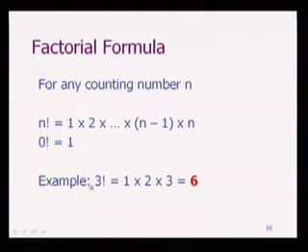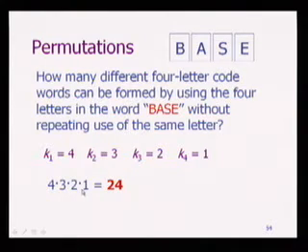So what is 3 factorial? 3 factorial is 1 times 2 times 3. That is 6. That's why I said this is 4 factorial, because it is 1 times 2 times 3 times 4. That's 4 factorial.